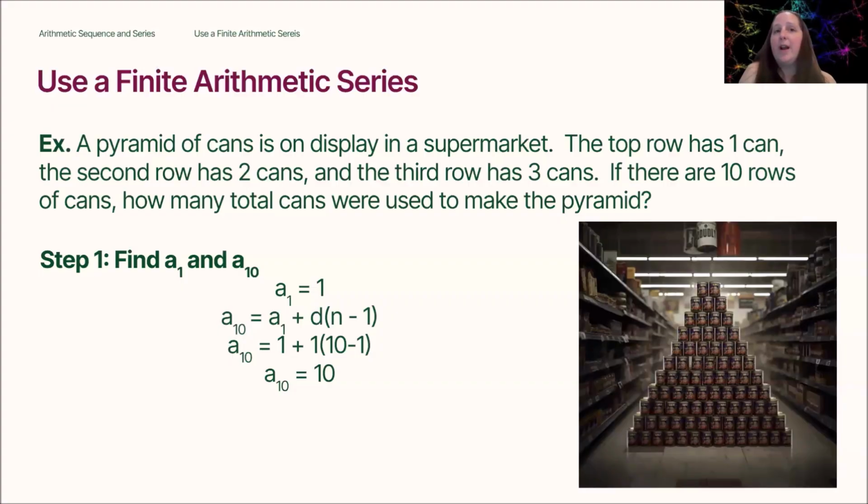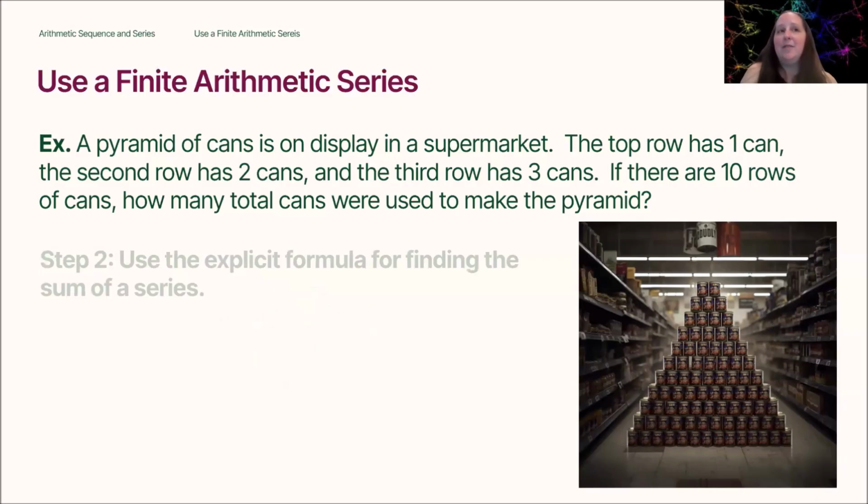I can substitute what I know to figure out how many cans are in my 10th row by substituting in 10 for n and solving. 10 minus 1 is 9. 9 times 1 is 9, plus 1 is 10. So there are 10 cans in my 10th row.